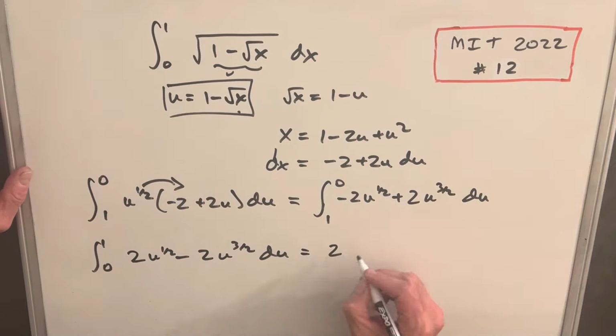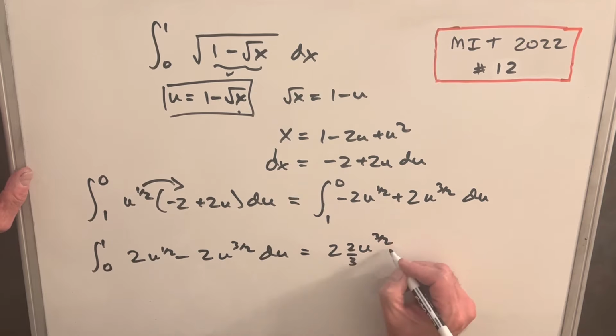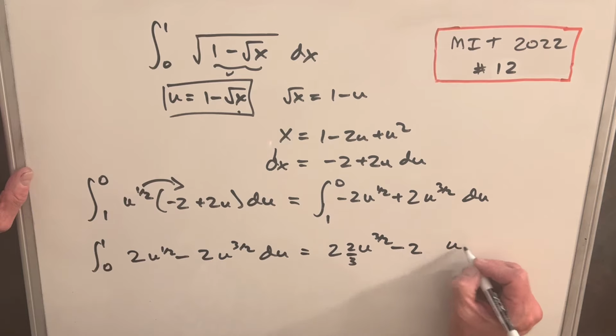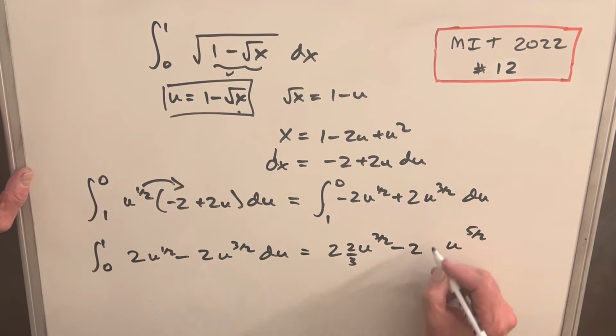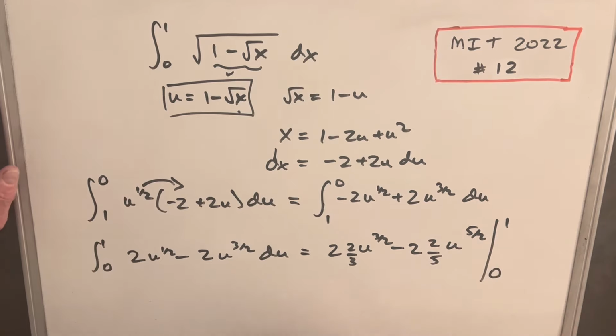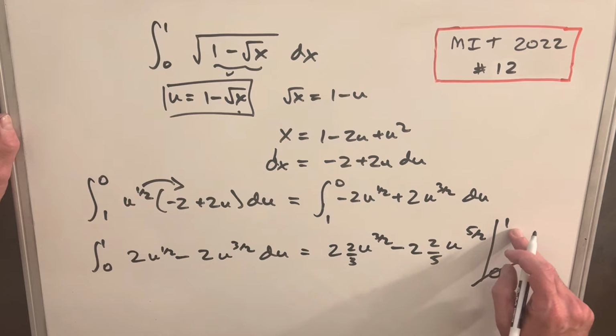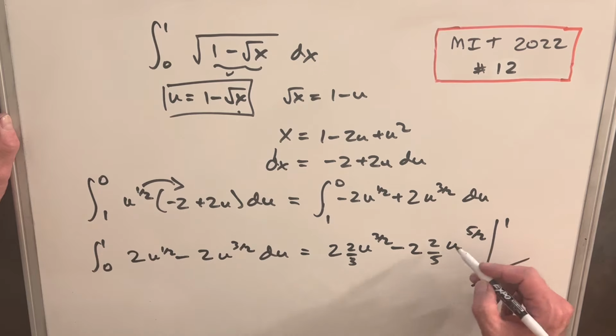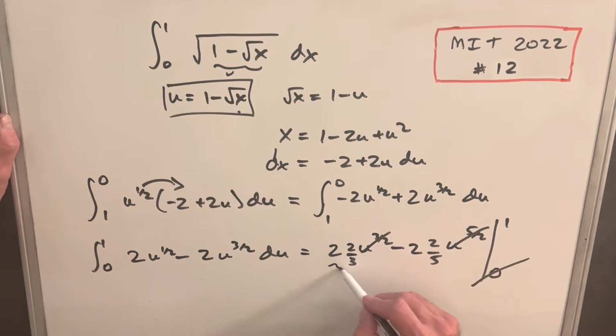So we're going to have 2u to the 3/2, and then we'll have our 2/3 out front, minus 2u to the 5/2, and we'll flip that and we'll have 2/5. We're going to evaluate that from 1 to 0. But you'll notice this is pretty easy to evaluate because when we plug a 0 in here, we're going to have just a 0. So I'm basically going to ignore that part of it. And then when we plug in our 1, u to the 3/2 is just going to be 1. u to the 5/2 is going to be just 1. So we just need to multiply out these fractions and we're done.